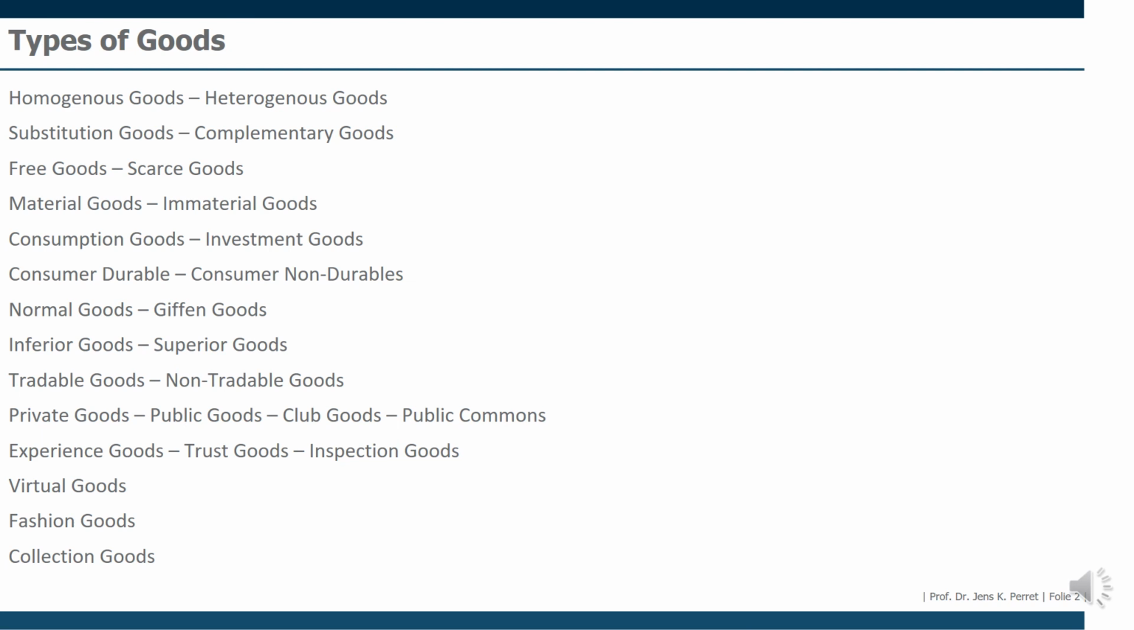And well, that's then basically all there is on the different types of goods I wanted to present to you in this session.